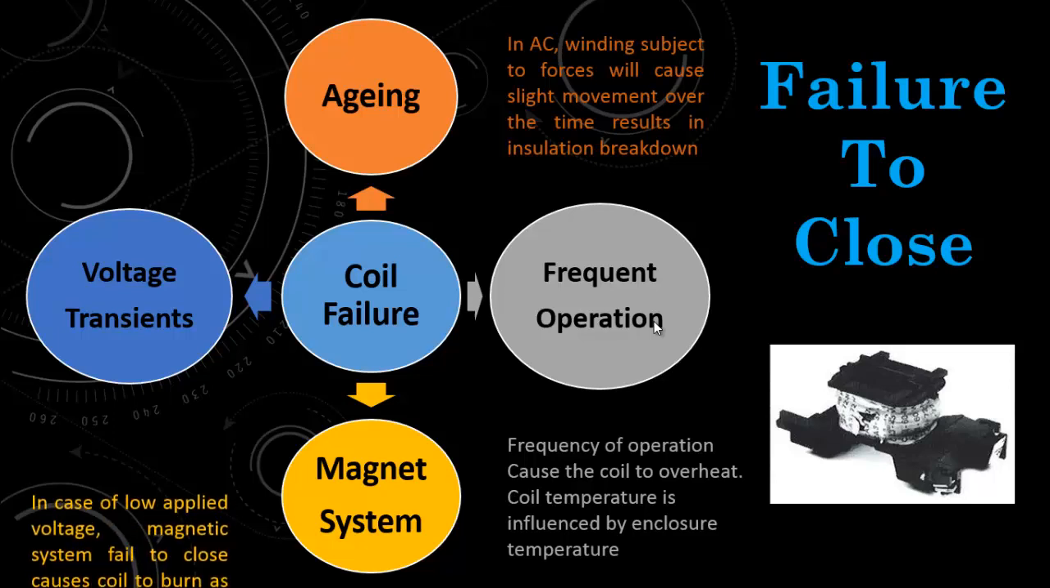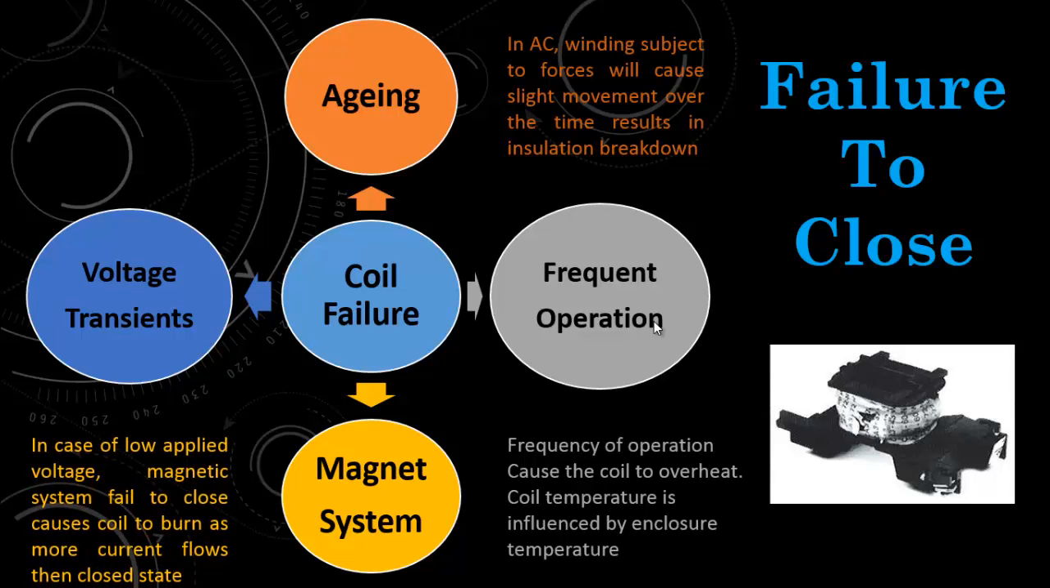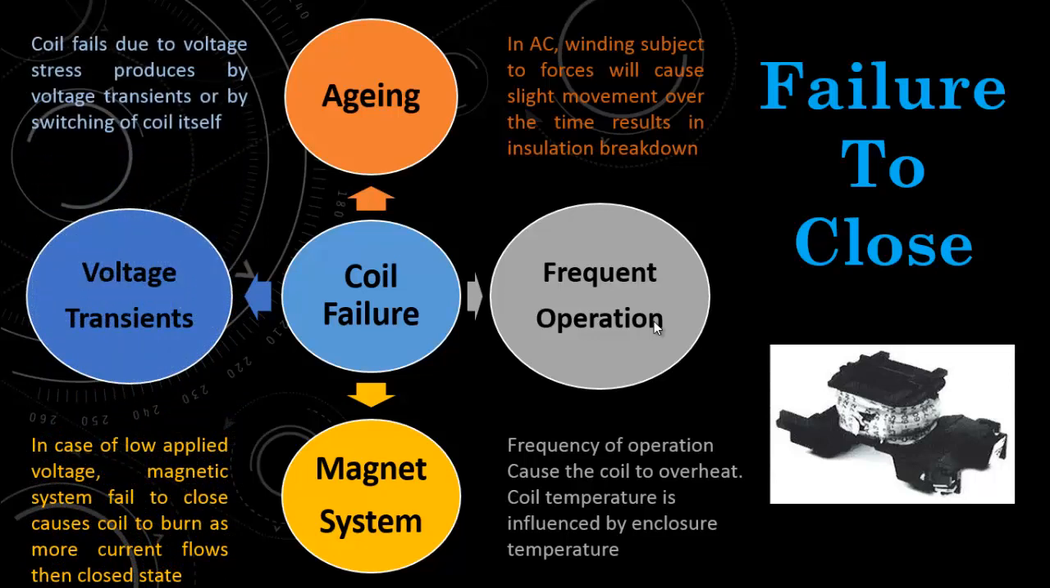The next reason of coil failure is the magnetic system. If the applied voltage is too low for the magnetic system to close, the coil can also burn out, as it is still possible for the coil current to be at a higher level than the normal closed state. The last reason is also a very common reason for coil failure, and this is the instability in the voltage or voltage transients, and this reason is absolutely beyond the control of a user.